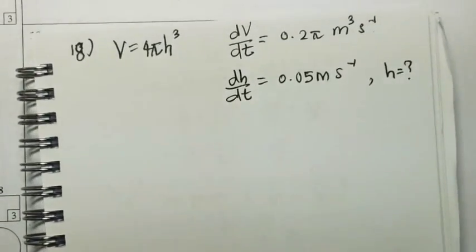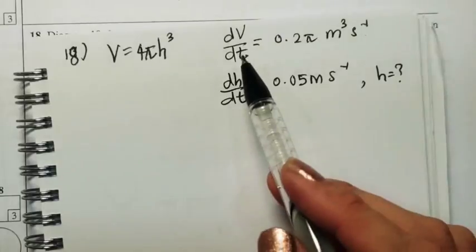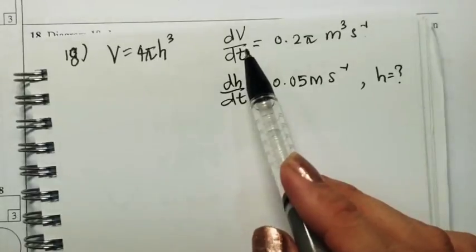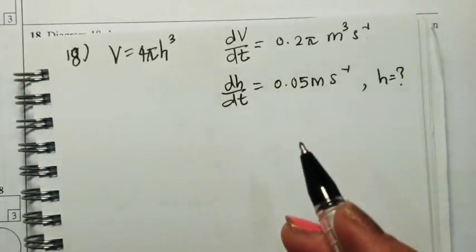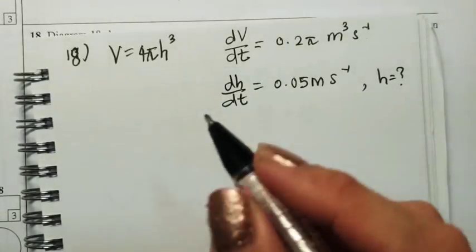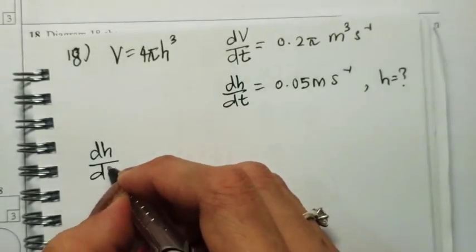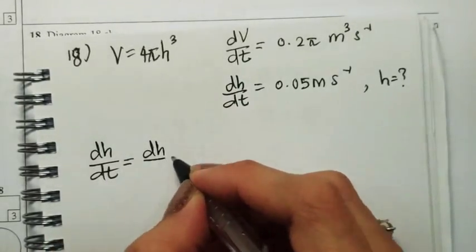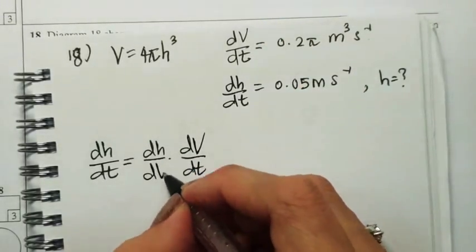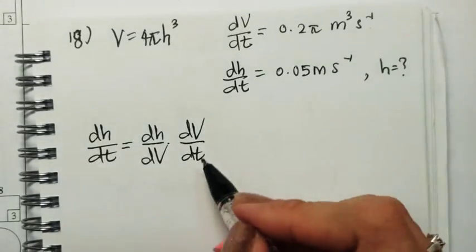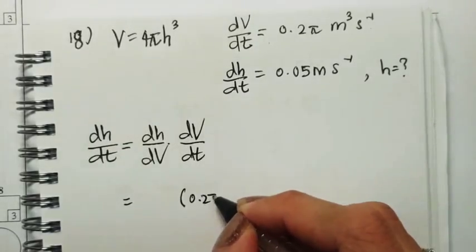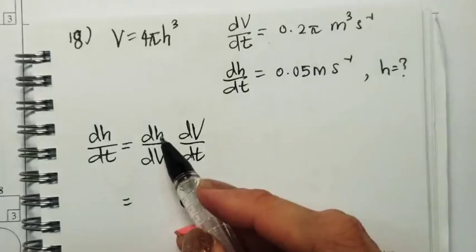So how should we start? We should start by using the information given. You see dH by dt, which one do you want to split? You can split either one, but let's try to split the dH. Always split the second one. So dH by dt, we split it into two, then chain them together with the V that we have. Next, we have dV by dt, so we put there 0.2 pi. No need to put a unit.